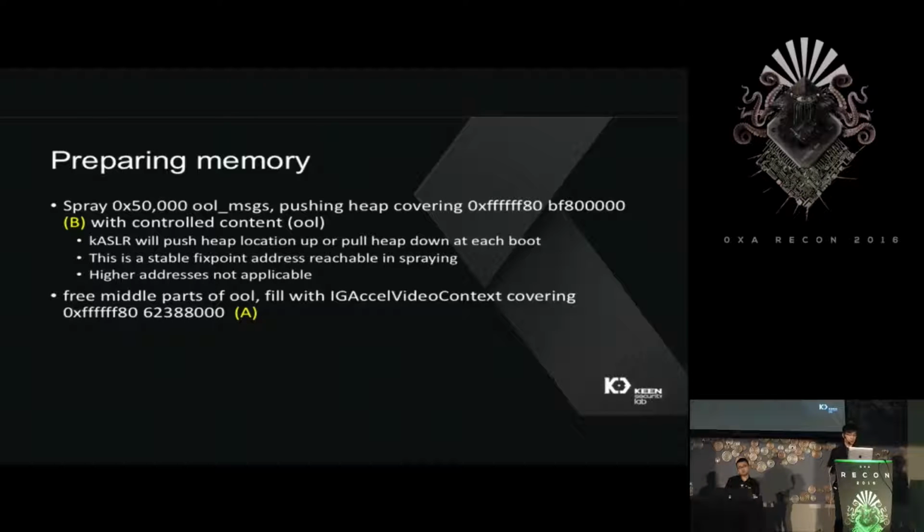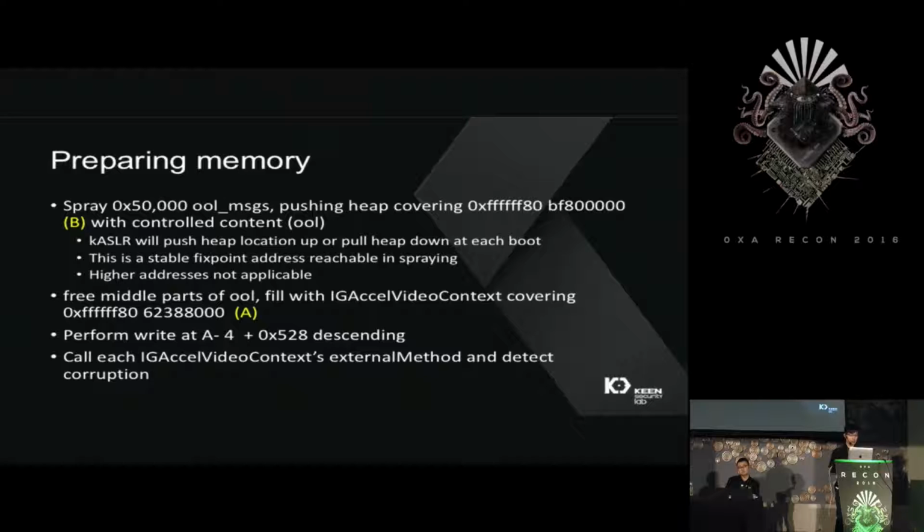And we will free the middle pass of the OOL message and fill it with the IGXL video context, whose size is also double page size. And we will cover another key address, which we name address A, that is 623.88000. And we will perform a write using the Blizzard vulnerability at the service pointer, and we will point it to the OOL message whose content we can control.